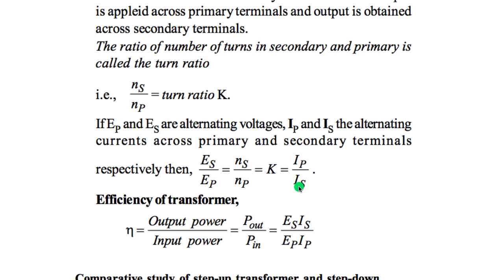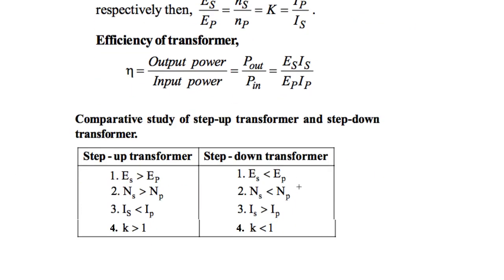Efficiency of the transformer. What is the efficiency of a transformer? Efficiency is always defined as output power divided by input power. Here, P output divided by P input. Output power is given by potential into current, that is ES into IS. Input power is given by potential into current, that is EP into IP. That is the efficiency formula for the transformer.